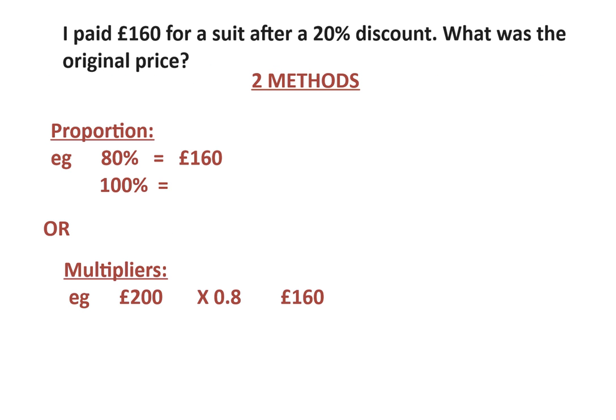Okay, so if they say I paid £160 for a suit after a 20% discount, what was the original price? Then you know your original price is always 100%. So if you've had a 20% discount, if you minus your 20%, that means that 160 is actually 80%, the 100 minus the 20. So proportion-wise, you'd be going 80% is 160, and you want to find 100%.